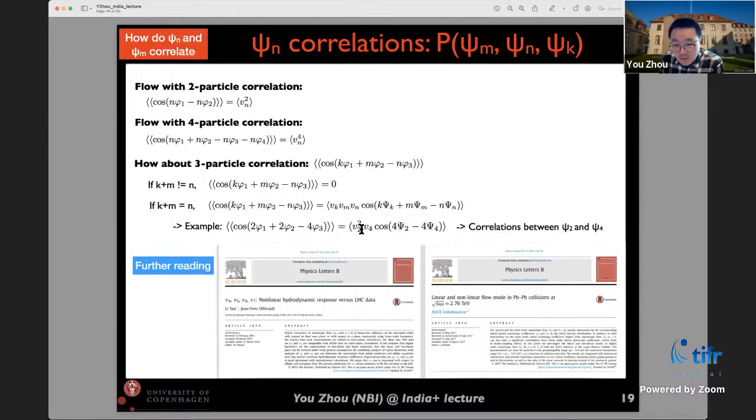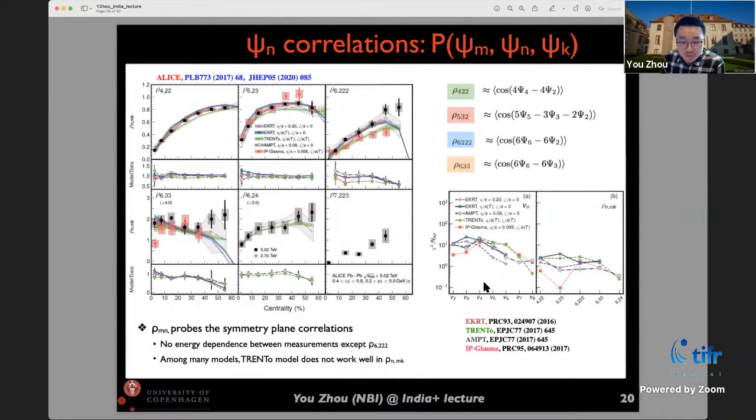So if you can find some way to cancel out the flow coefficients, that will give you a direct measurement of the flow symmetry plane correlations. Some of the ideas have been presented in this PLB paper, and initially made by ALICE in this PLB paper roughly 6 years ago. Let's check one of the latest measurements at the top LHC energy. Here, the rho 422 is basically using the three-particle correlation that I mentioned earlier, which gives you the cosine of 4ψ4 minus 4ψ2.